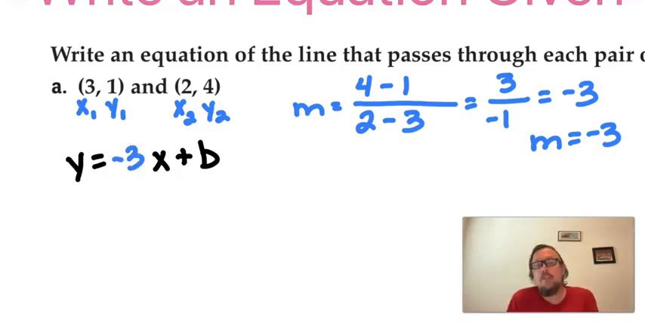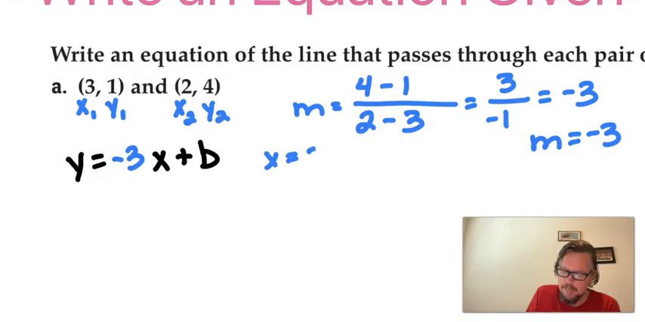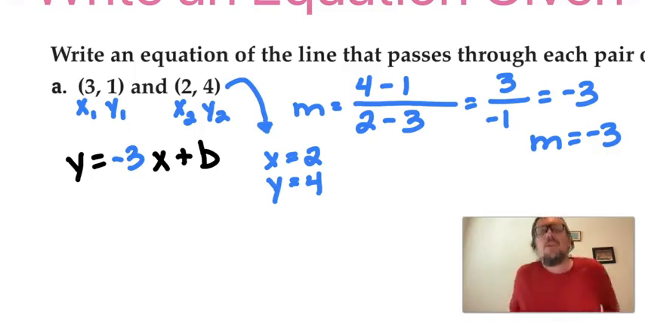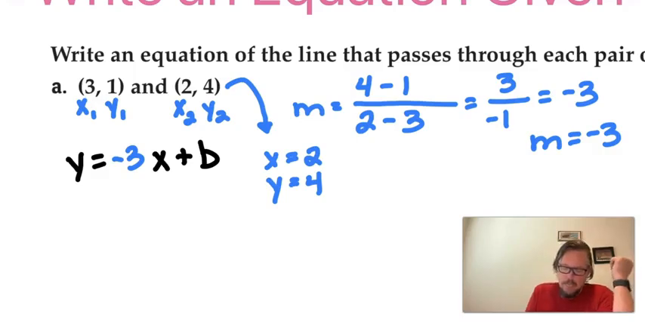For x and y, we've got two choices. We can use 3 and 1, or we can use 2 and 4. It doesn't matter which one we use. I'm going to use 2 and 4 just because. Literally does not matter. In some cases, it matters because if we had one x and y that had a fraction and the other one didn't, or one had a decimal or a negative and the other one didn't, we'd want to avoid the unpleasant one. But in this case, they're both nice whole numbers, so it doesn't matter.